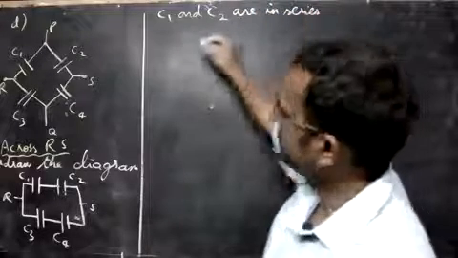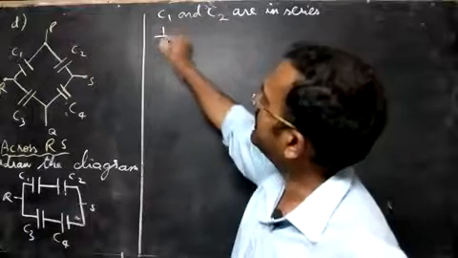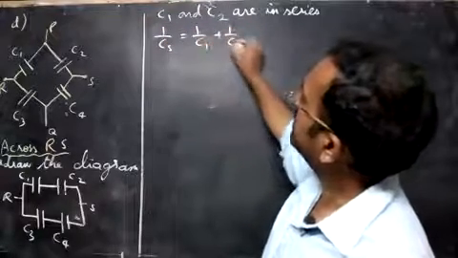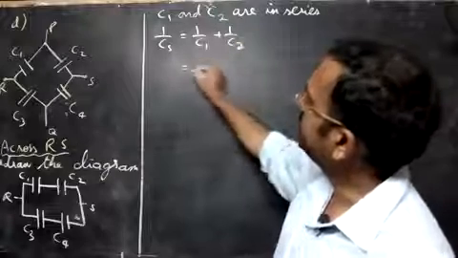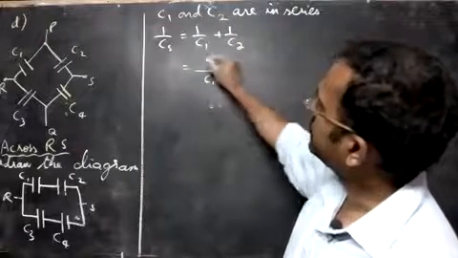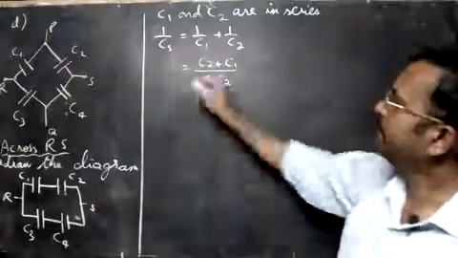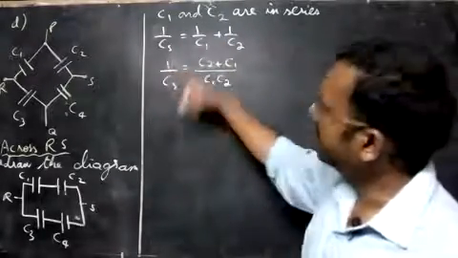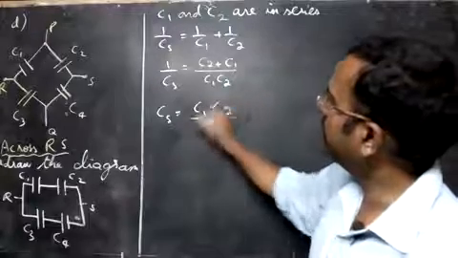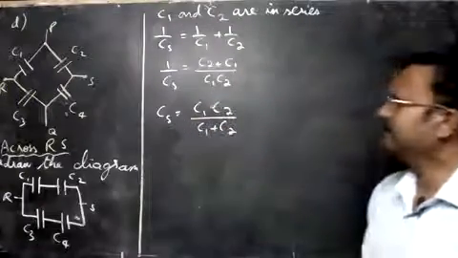If they are in series, what formula can you use? 1 by CS you must use. So 1 by CS is equal to 1 by C1 plus 1 by C2. Take LCM, that is C1 into C2, cross multiply, that is C2 plus C1. Then take the reciprocal, so we get CS is equal to C1 C2 divided by C1 plus C2. This we got now.